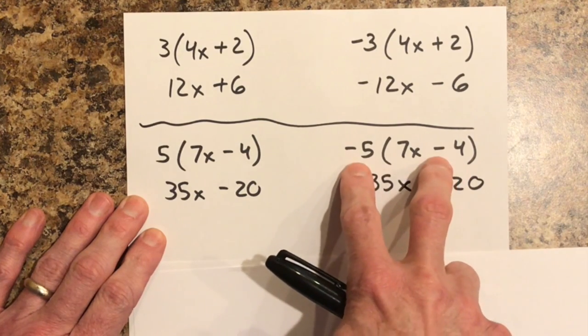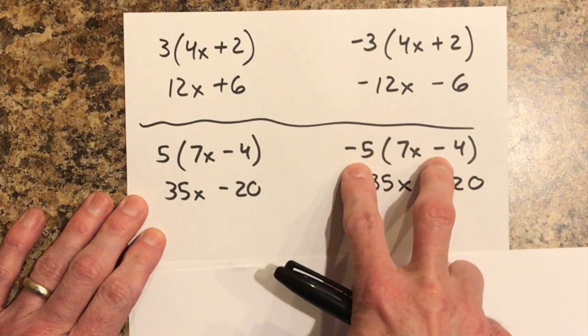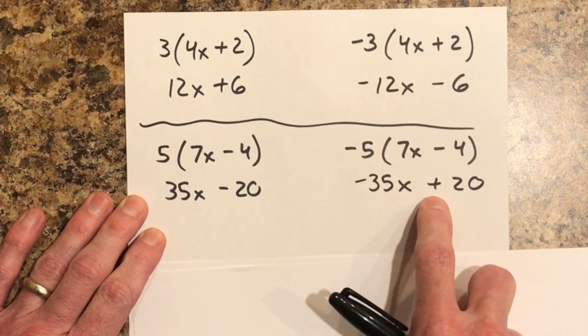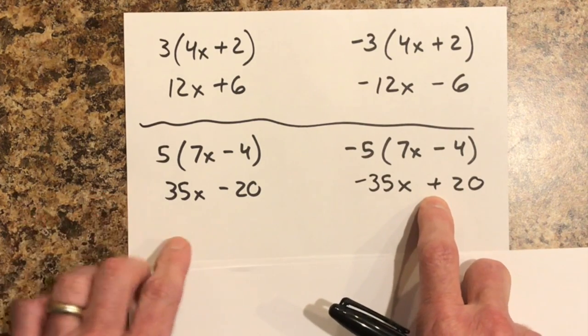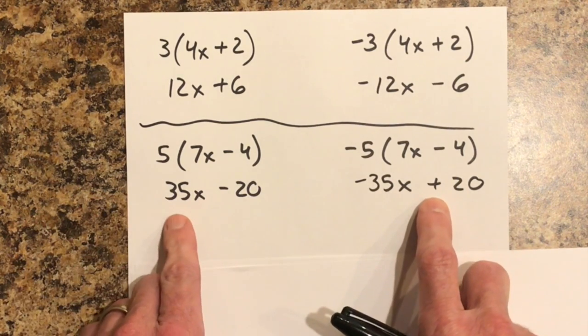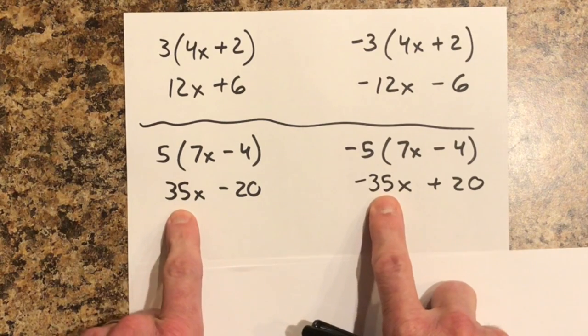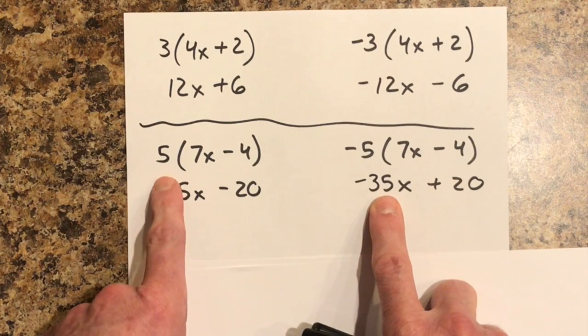This is the most common error with distributive property problems. Notice plus. Negative times a negative is a positive. Notice that's exactly the opposite of what we had when it was positive 5.